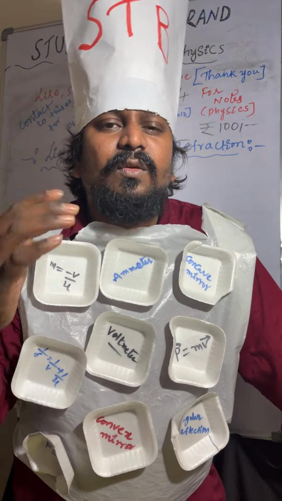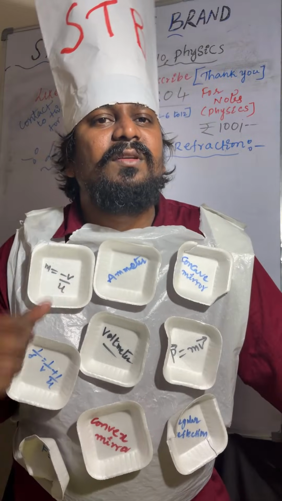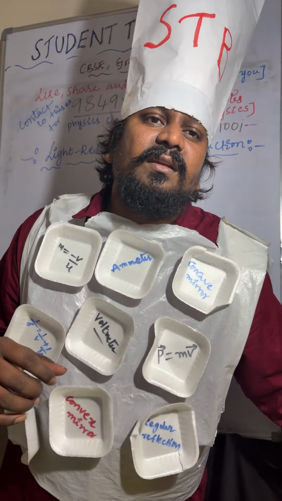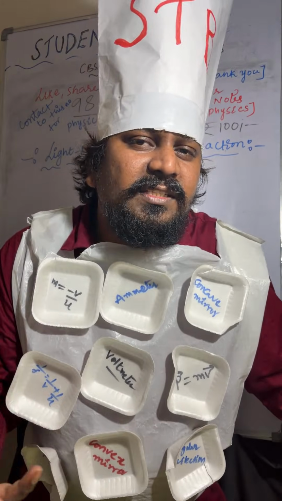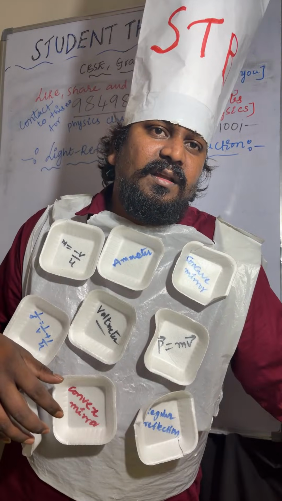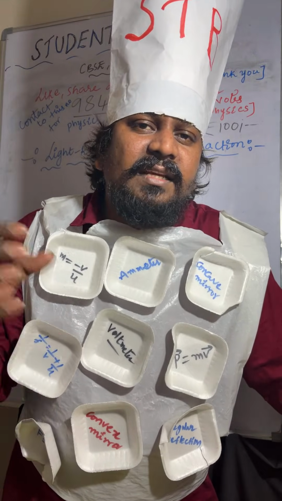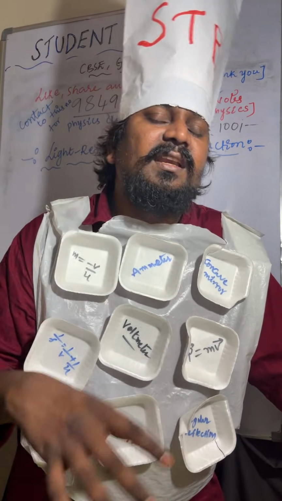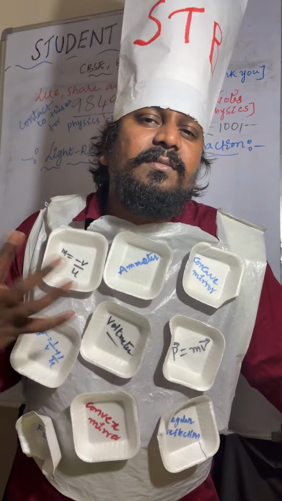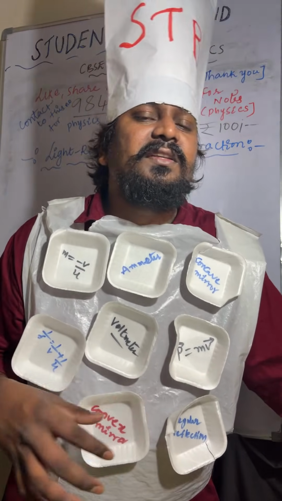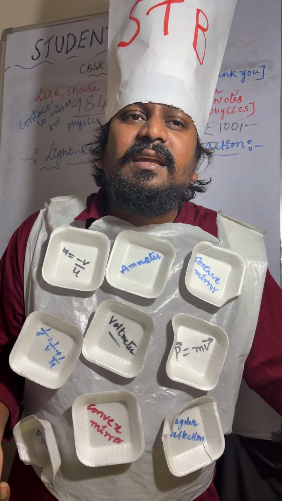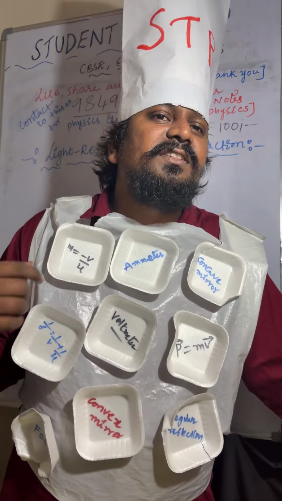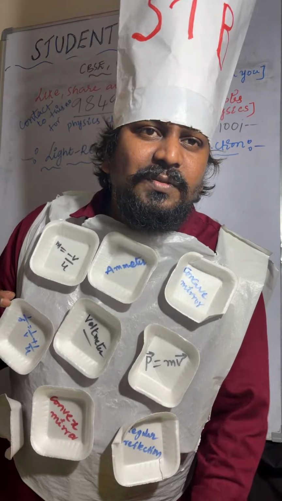Concave mirror: the mirror whose reflection takes place inward is called concave mirror. The mirror whose reflection takes place outward is called convex mirror. So concave mirror is converging in nature, whereas convex mirror is diverging in nature. Sir, how are you saying concave mirror is converging in nature and convex mirror is diverging in nature?